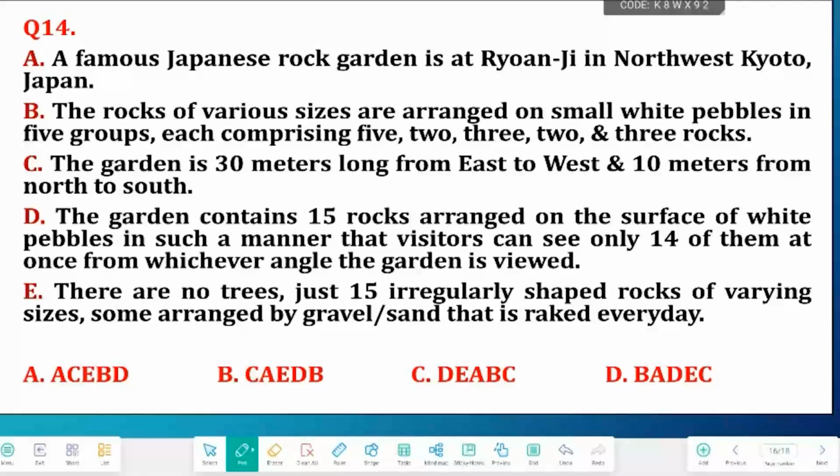C: The garden is 30 meters long from east to west and 10 meters from north to south. D: The garden contains 15 rocks arranged on the surface of white pebbles in such a manner that visitors can see only 14 of them at once from whichever angle the garden is viewed. E: There are no trees, just 15 irregularly shaped rocks of varying sizes, some arranged by gravel, sand that is raked every day. So this is a 5 statement parajumble for you. You have roughly 2 minutes to solve this and your time starts now.